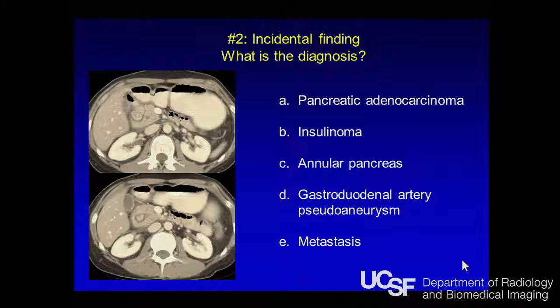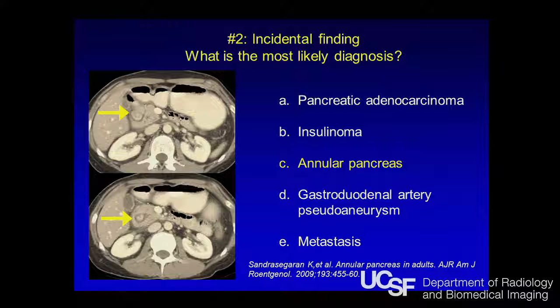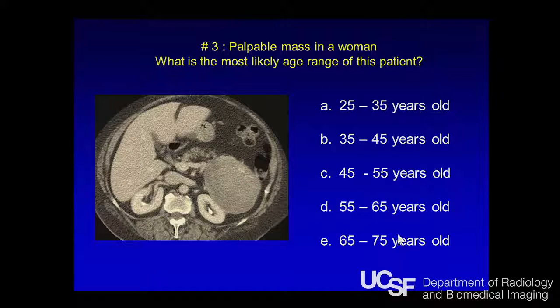Case number 2, this is an incidental finding. I know you got this correct. This was annular pancreas. And here you can follow actually the duodenum straight into the center of this enlarged pancreatic head. Okay. And case number 3, palpable mass in a woman.